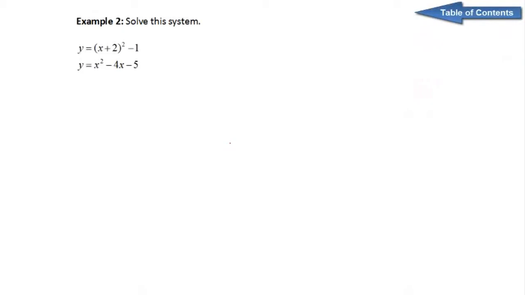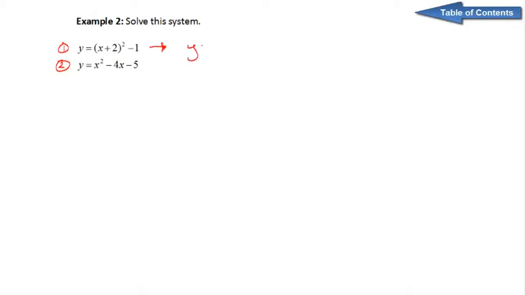Just like with the last example, I'm going to label these equations as equation 1 and equation 2. Notice that we have two different quadratic equations. One's in general form and the other's in standard form. I'm going to take the one that's in standard form and convert it to general form, so we're dealing with basically the same type of terms. In order to do that, let's deal with this one.